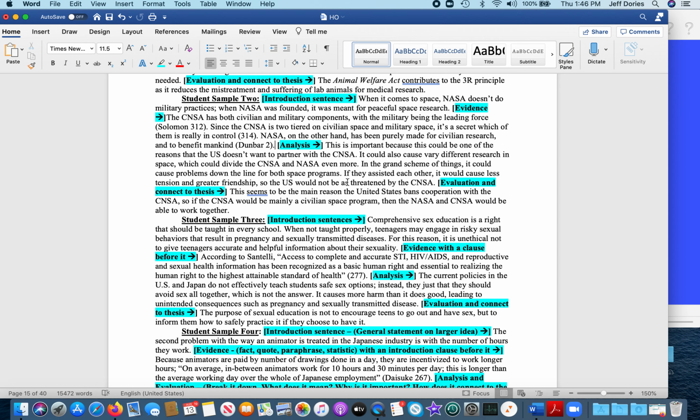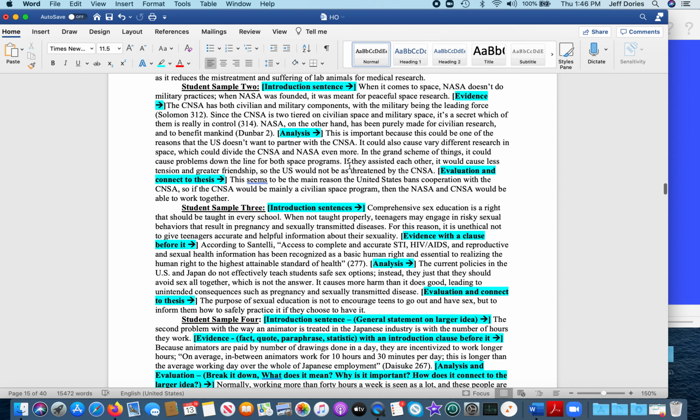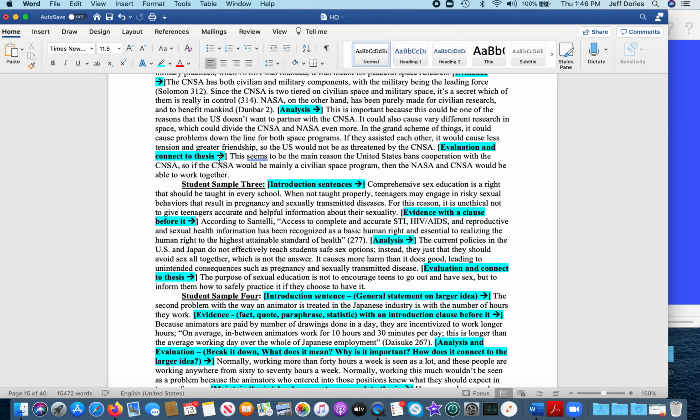And I would say this last sentence here could probably fit under analysis or evaluation in some ways. I think it does a little bit of the work of both. But in that short section, he analyzes all three pieces of evidence pretty well. So, evaluation and connect to thesis. This seems to be the main reason that the United States bans cooperation with the CNSA. So if the CNSA would be a mainly civilian space program, then NASA and CNSA would be able to work together. Okay, so he's connecting and maintaining the thesis.